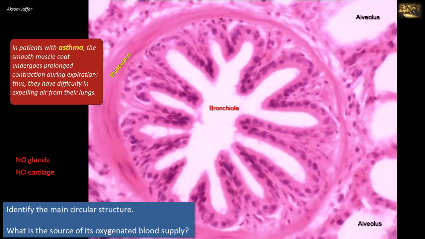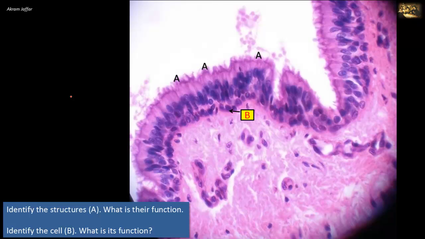Identify the structures A, what is their function, and identify the cell B, what is its function. This is a pseudostratified ciliated epithelium, a respiratory epithelium. A represents the cilia of the most numerous of the cell types, the columnar cells. The cilia project from the apical surface.